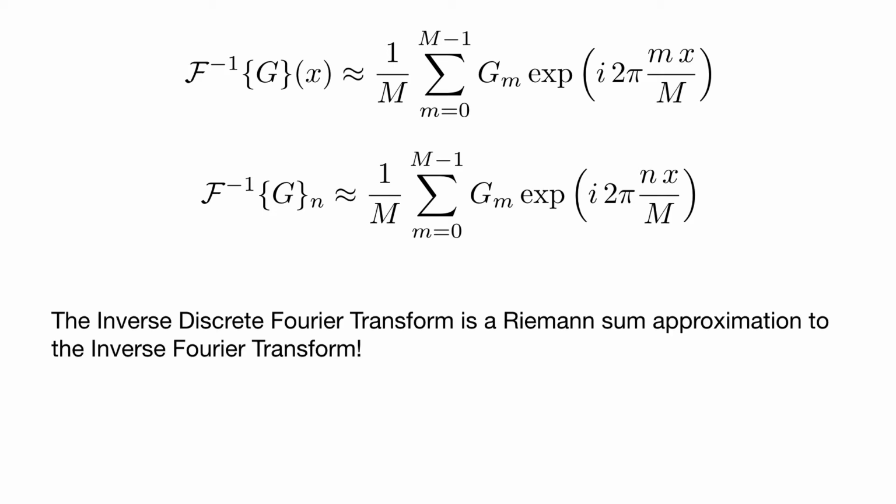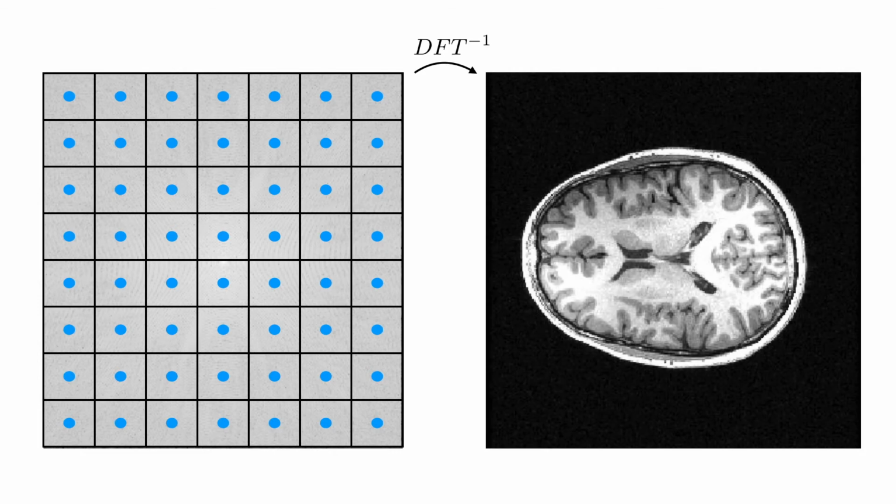So what I've just shown is that the inverse discrete Fourier transform is a Riemann sum approximation to the inverse Fourier transform. And with Fourier sensing, this is how we make images. We take the Fourier domain, we partition it into a set of grids, we sample each grid location, and then we perform an inverse discrete Fourier transform to get an image. And one application of Fourier sensing is MRI, so this is an example of an MRI image reconstructed this way.